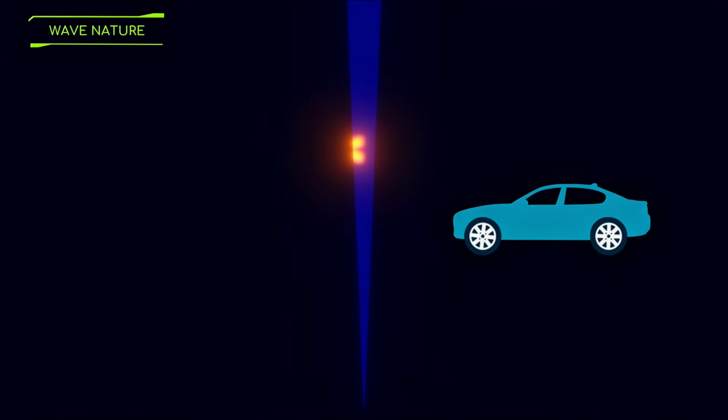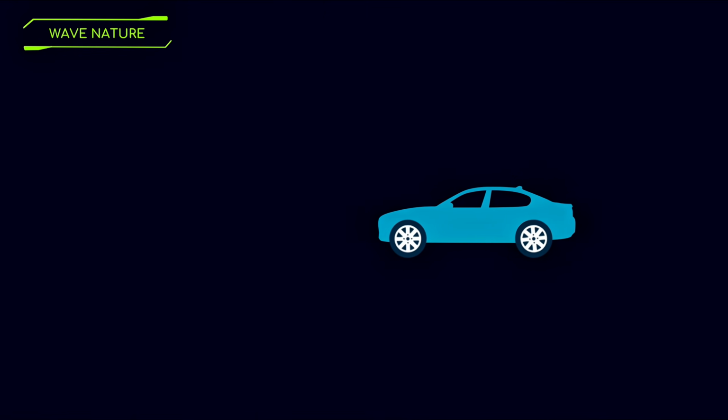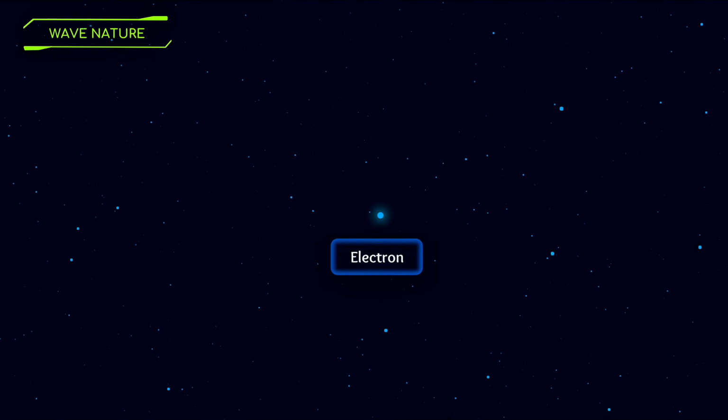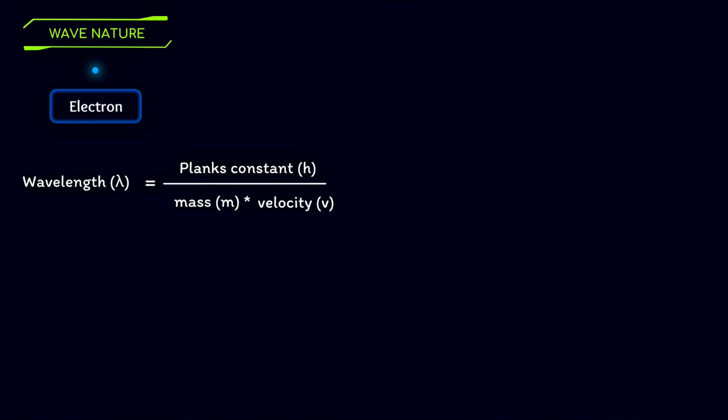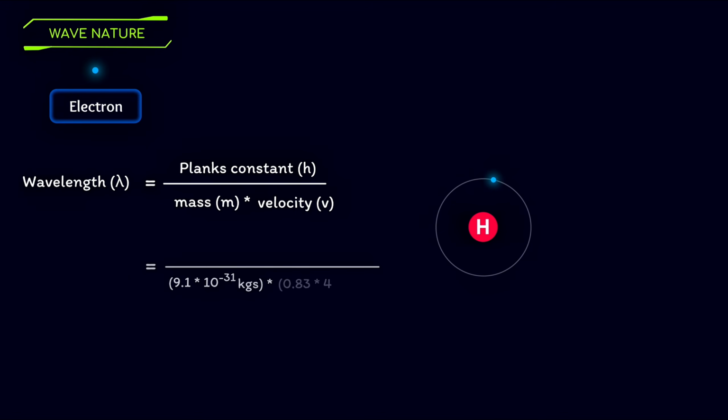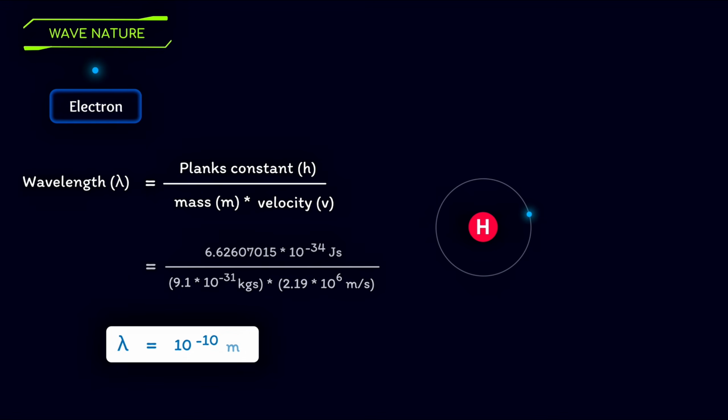While the wave nature is negligible for everyday objects like a car, it becomes significant for tiny particles like an electron. Consider the electron. It has a rest mass of only 9.1 × 10^-31 kg, and Bohr's model gives the electron velocity in the first shell as 2.19 × 10^6 meters per second. In this case, the wavelength of an electron is around 10^-10 meters, which is experimentally detectable.